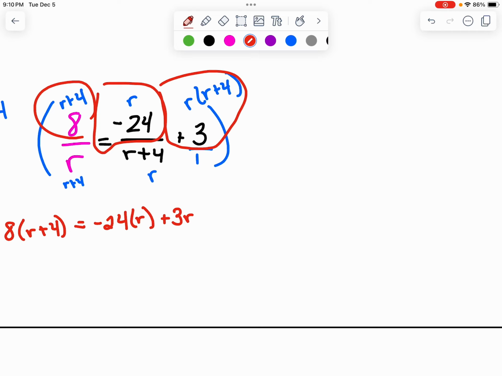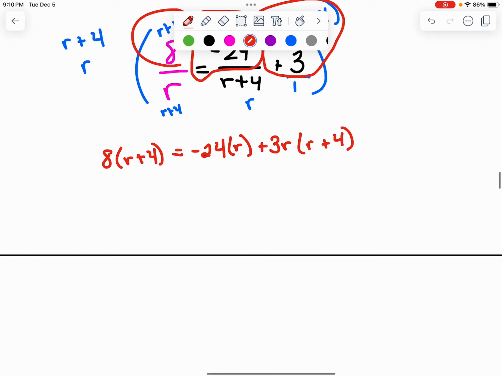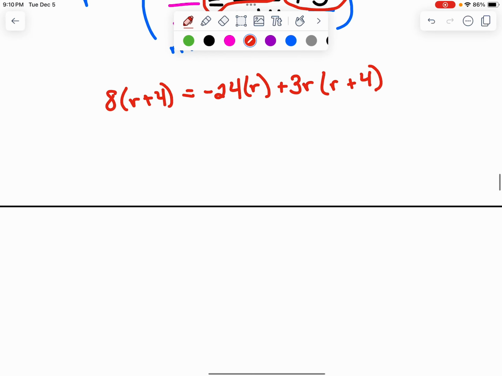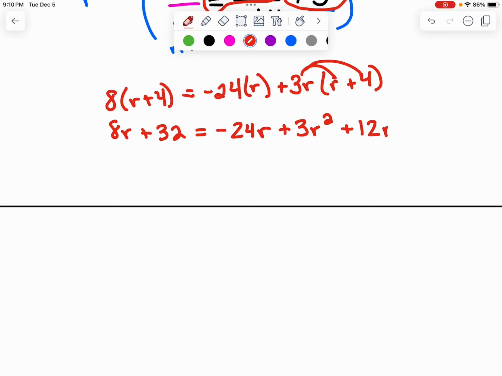So what is this? 8R plus 32 equals negative 24R plus 3R squared plus 12R. Now they're back to chapter 4.